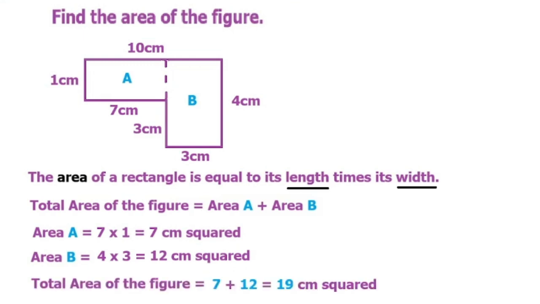So finally, the total area of the figure equals 7 plus 12 because we add area A plus area B. So that equals 19 centimeters squared. And that's how you do that problem.